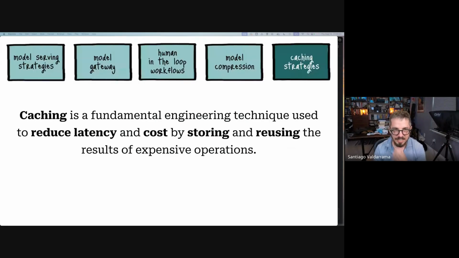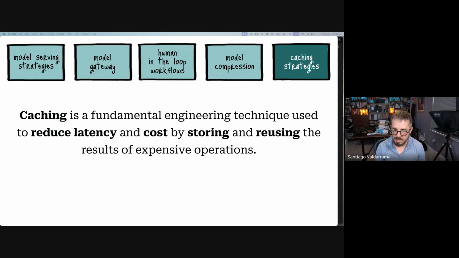All right. So the final area that I want to cover here is specifically about caching. A bunch of you asked about caching and different caching strategies. I'm going to try to keep this high level here, but hopefully everyone understands the importance of caching.